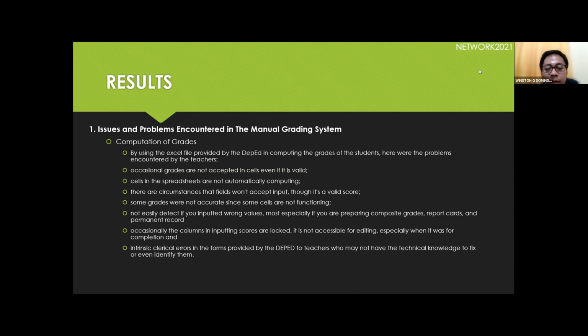Cells in the spreadsheets are not automatically computed. There were circumstances where fields won't accept input even though it's a valid score. Some grades were not accurate since some cells are not functioning. It is not easy to detect if you inputted wrong values, especially when preparing composite grades, report cards, and permanent records. Occasionally, the columns for inputting scores are locked and not accessible for editing, especially at completion time, and there are intrinsic clerical errors in the forms provided by DepEd that teachers, who may not have the technical knowledge, cannot fix or even identify.